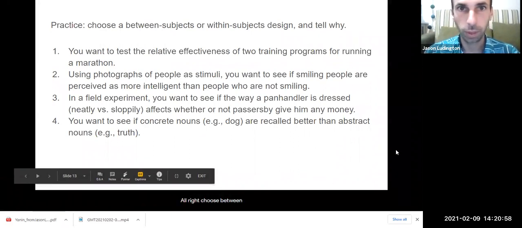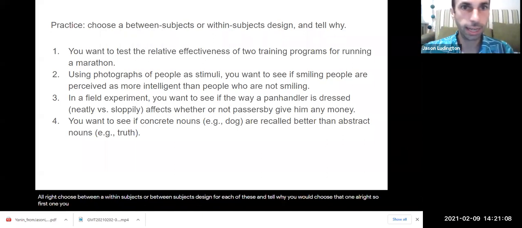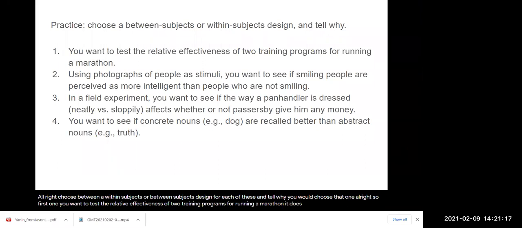All right, choose between a within subjects or between subjects design for each of these and tell why you would choose that one. All right, so first one, you want to test the relative effectiveness of two training programs for running a marathon. I think for this one, the between subjects might be better because if one of the training programs works and then we ask the participants to train in another one, then if it worked, they're already faster. So bounding variables, because maybe from when they were at the start and they got better, they might not be able to get even better as easily.